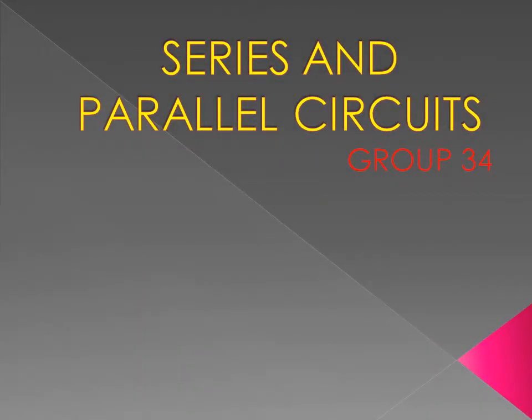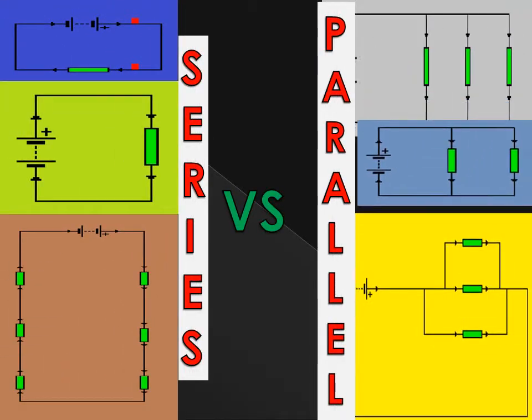Hi, in this video we will be discussing series and parallel circuits. We will also be demonstrating how to calculate the resistance, current and voltage when the resistors are connected in series and parallel. There are two ways in which resistors or light bulbs can be connected in a circuit. It can either be connected in series or parallel.